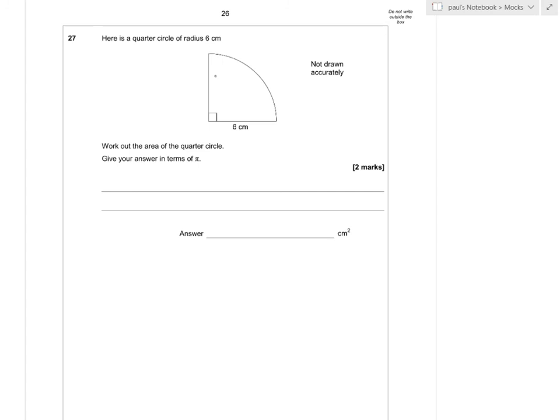Here's a quarter of a circle, radius 6. Work out the area of the quarter of a circle in terms of pi. So the area is pi r squared over 4, because it's a quarter. 6 squared is 36, so we've got 36 pi divided by 4, which is 9 pi.